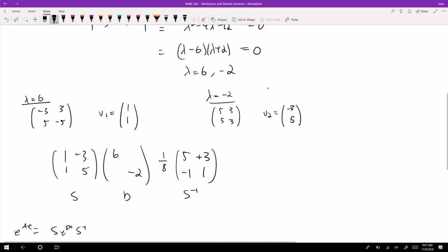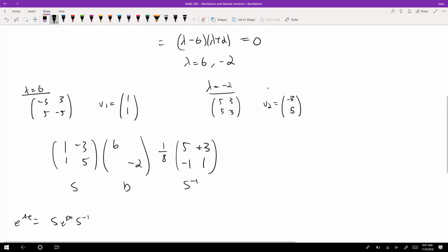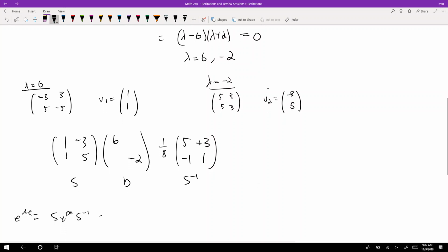I forgot to mention what Dt is. That's fine. So S remains the same. What is e to the Dt? If anyone had to go out on a limb and guess what e to the Dt is, what would it be? Any guess?